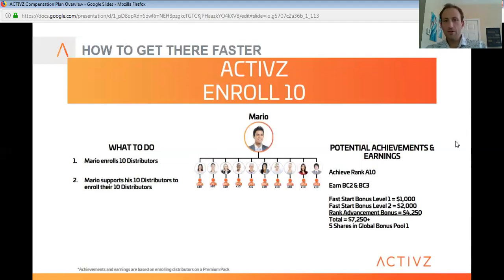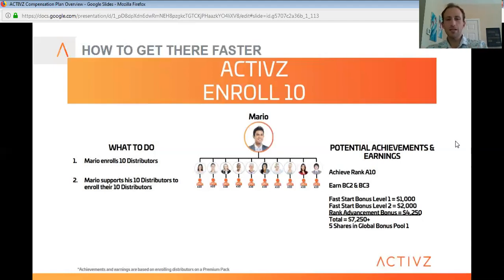But like Mario, if he would shift that and he would bring on 10 distributors, and his distributors each bring on 10 distributors. Now, does it always work out exactly like that? No, but let's just say the scenario did. And let's say that instead of just a month or 2 months, maybe this is 6 months, he's achieved the rank of A10. He's earned second business center and a third business center. Add up all those bonuses from fast starts as well as rank advance bonuses, you're looking at $7,250 in additional income as well as 5 shares in the global bonus pool. So that's a great way to push right out of the gate and launch your business, so to speak, help your team launch their business.